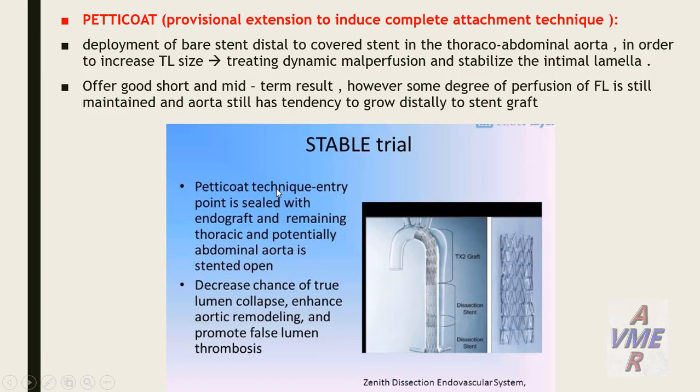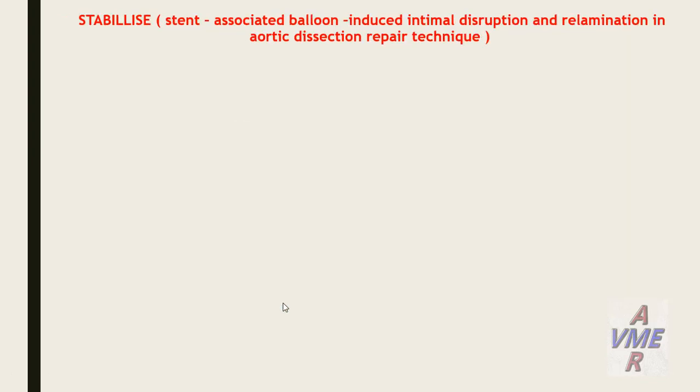PETTICOAT technique: the entry point is sealed with an endograft, this is the endograft or covered graft, and the remaining thoracic and potentially abdominal aorta is stented with an open bare metal stent, to decrease the chance of true lumen collapse, enhance aortic remodeling, and promote false lumen thrombosis.